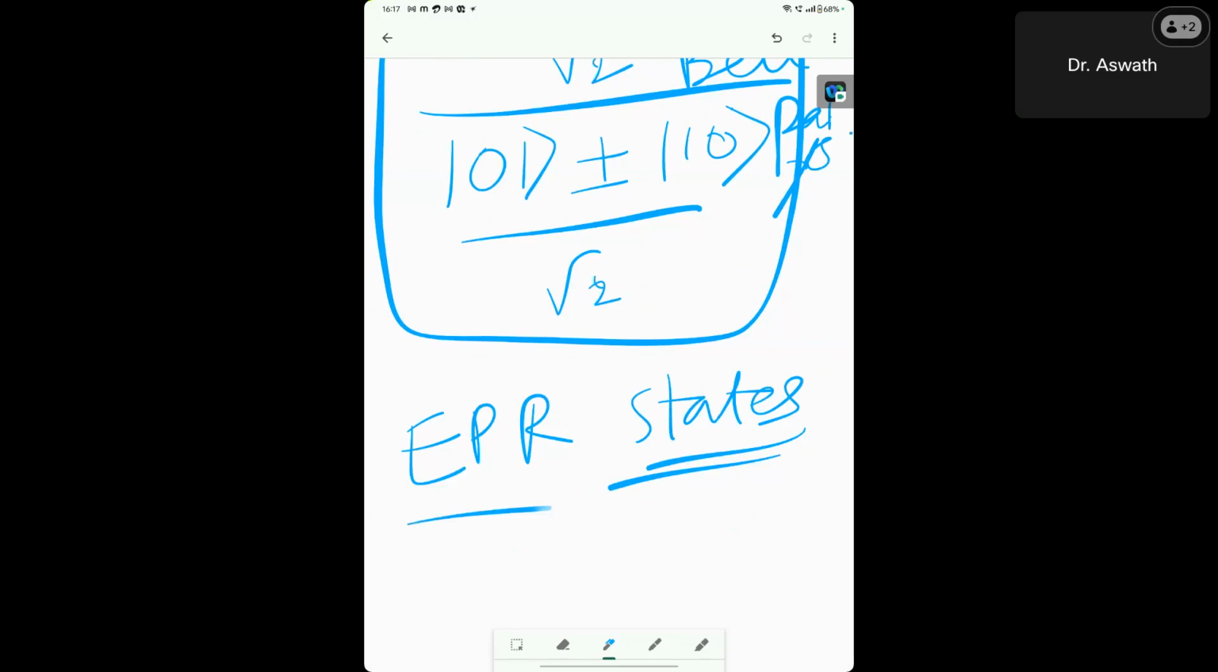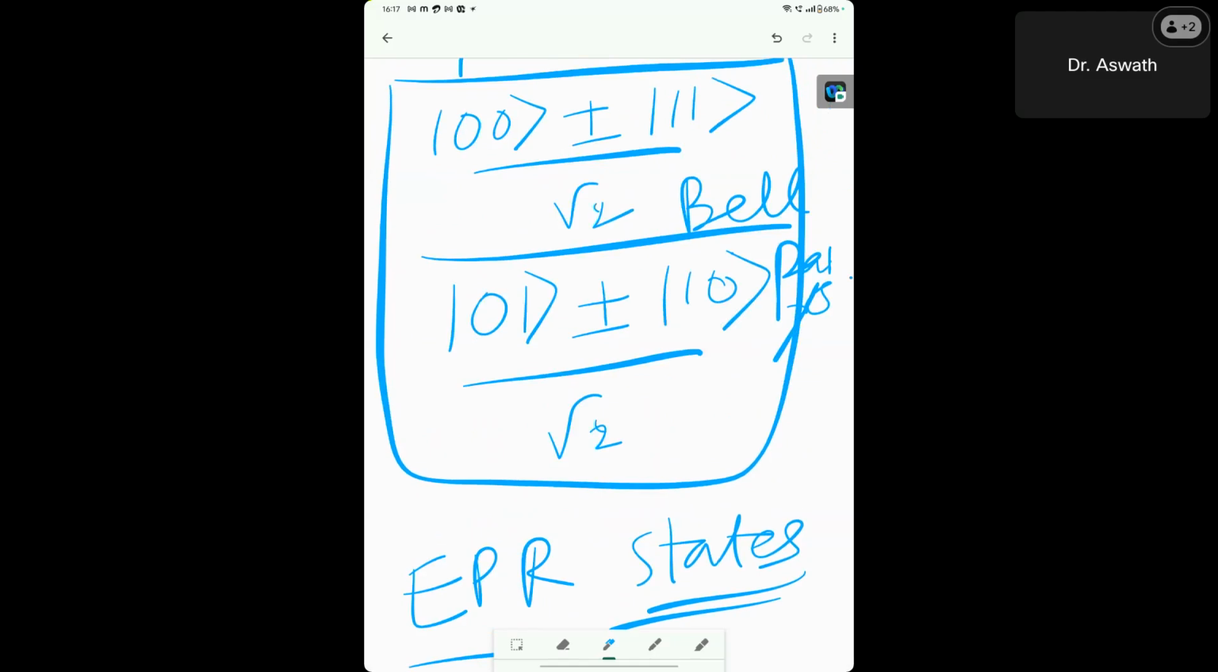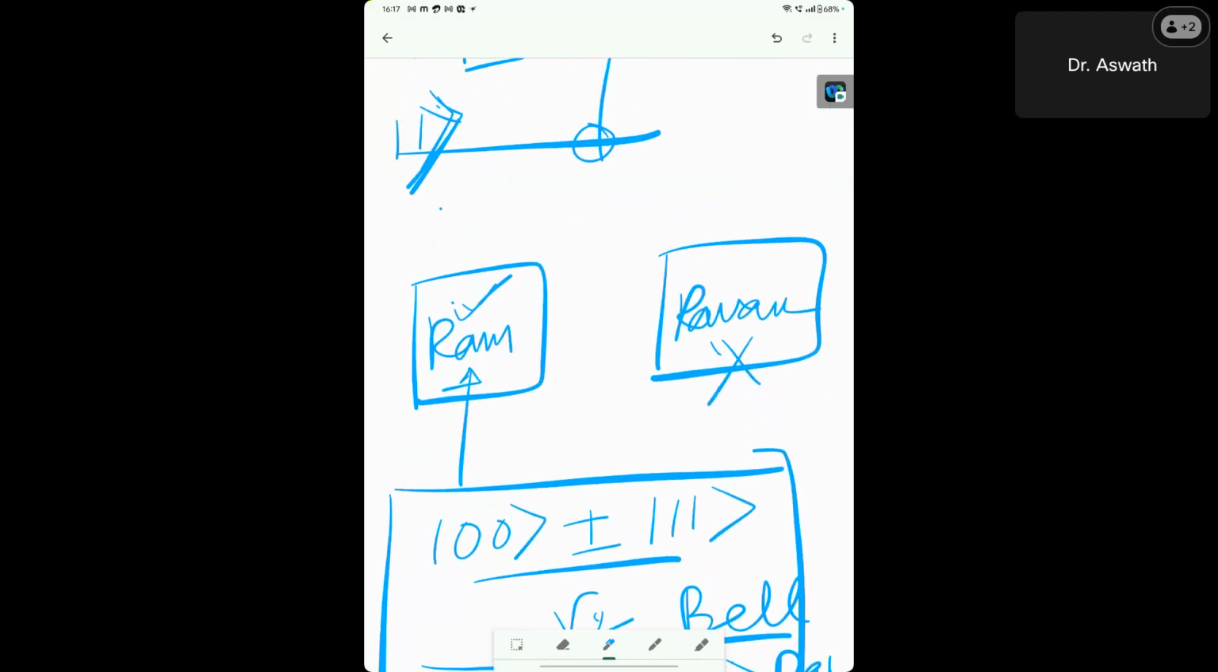In quantum computing, EPR states are very, very powerful. Everywhere these things are involved. In every quantum protocol, creating entanglement and using entangled states is very, very important.